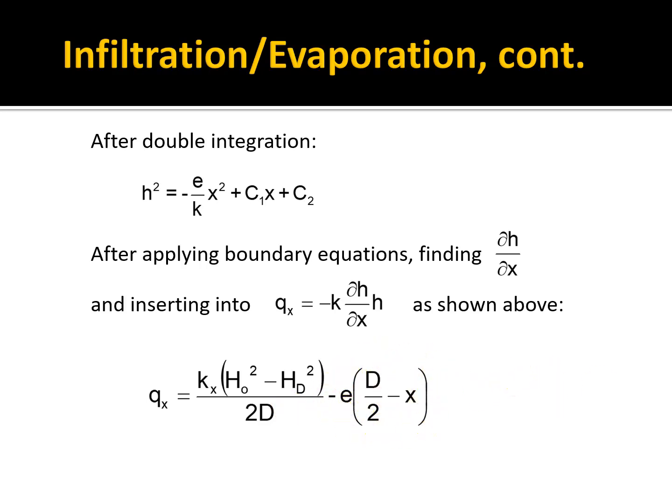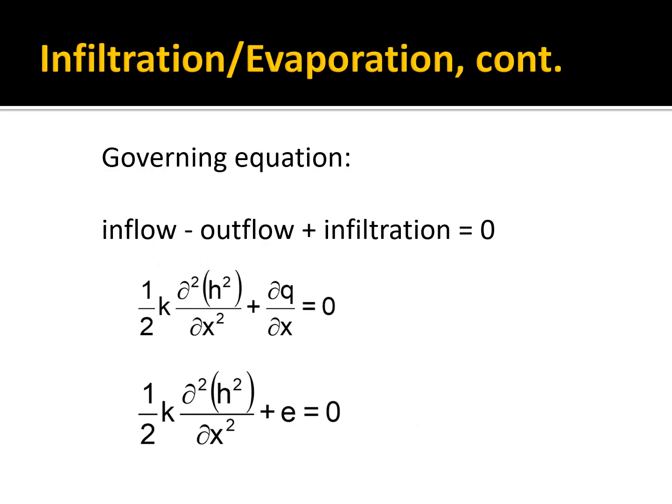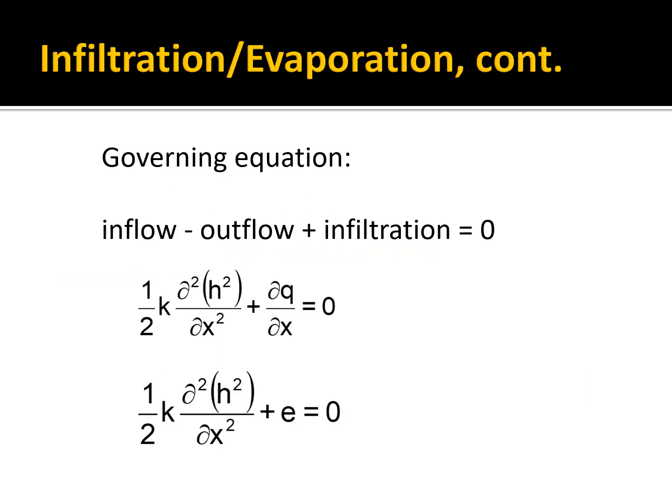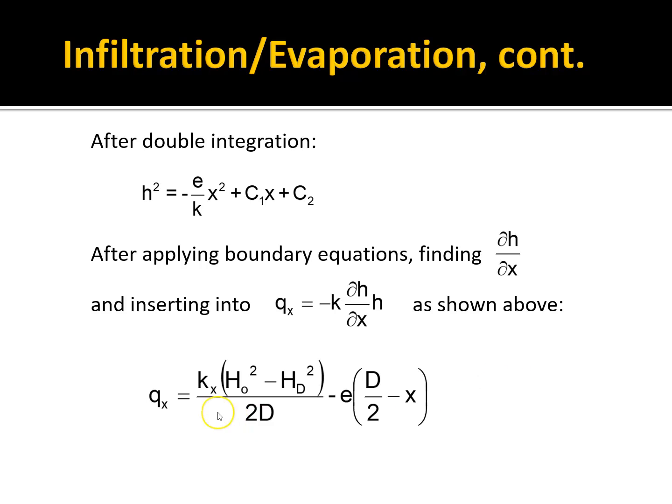Actually, let's go back and see what we had before. We had k times the head difference divided by 2d, and now we have k times the head difference divided by 2d minus E times (d over 2 minus x). So this x is, again, the distance you are from the left-hand side. So Q is not constant. It increases, and this shows you how Q increases as you go from left to right.